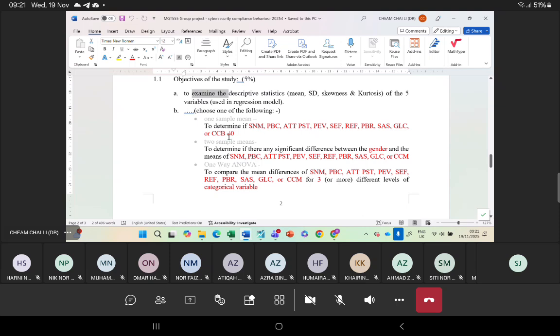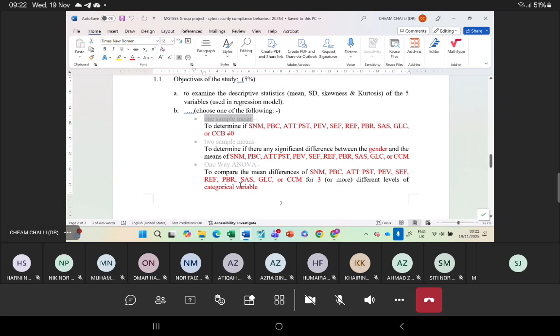Okay. Second objective is you need to check if you have to use one sample mean, right? Atau you boleh guna 2 sample mean or one way ANOVA. So for objective B, you can choose 3. You choose one of these 3, right? You boleh guna 1 sample mean, 2 sample mean atau ANOVA. So nak guna yang mana satu, you kena tahulah cara-cara nak buat.